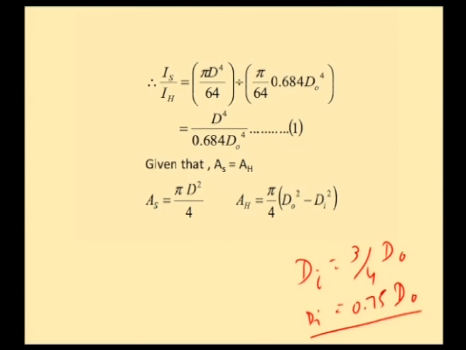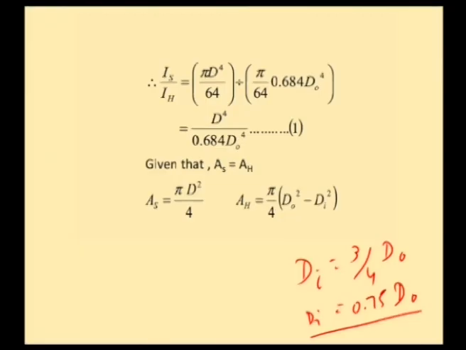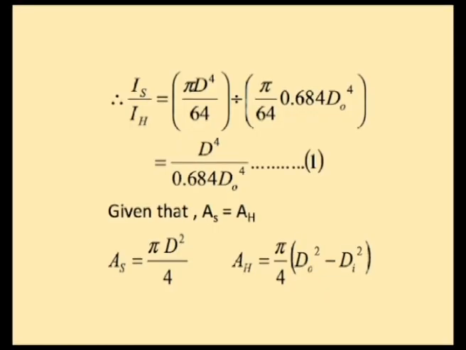So, if we substitute this value in I_H, pi by 64 into d naught power 4 minus 0.75 d naught whole power 4, we will get pi by 64 into 0.684 d naught power 4. So, I_S by I_H will be pi d power 4 by 64 for solid, and for hollow we have derived pi by 64 into 0.684 d naught power 4. So, you will get the ratio of d power 4 by 0.684 d naught power 4, that is considered as equation 1, and it is also given that both have the same cross sectional area.